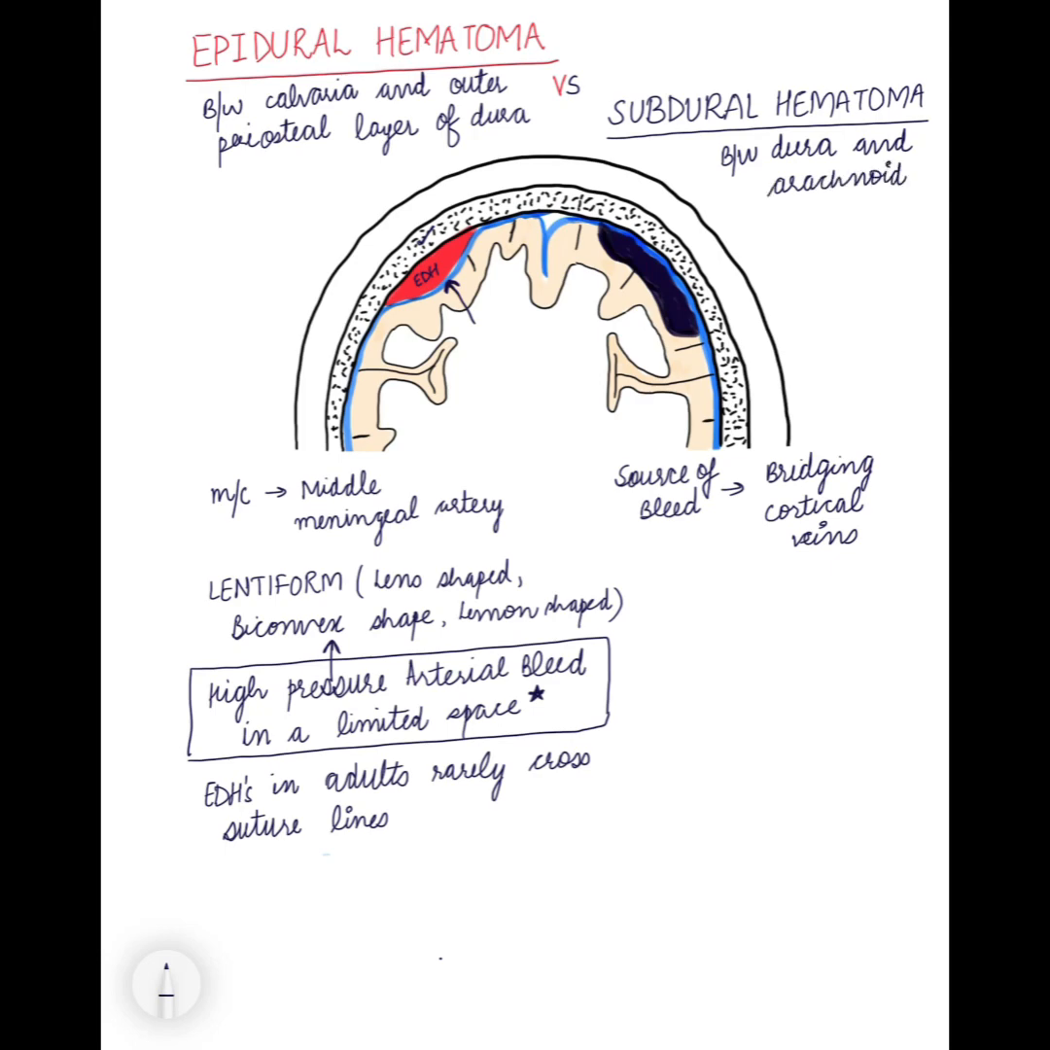So you can see this light blue line is the dura. In EDH, there is stripping of the dura away from the inner table of the skull. But in case of the subdural hematoma, you can see the light blue line is intact. Dura is still attached to the skull.